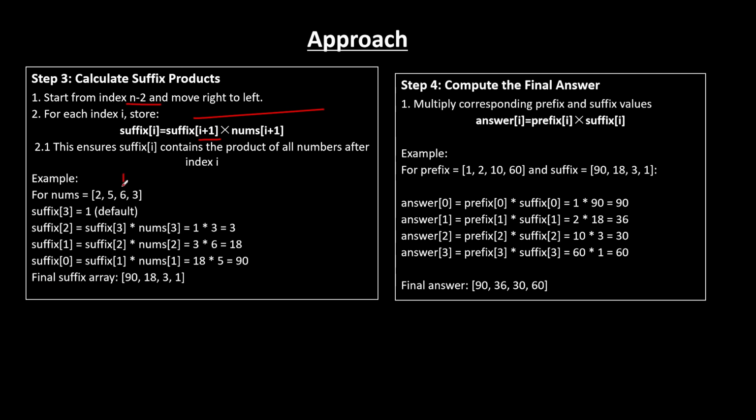Now we are standing here. What is suffix of I plus 1? 1, because all values are 1 there, right? So we get 1. What is nums of I plus 1? We're standing here, I plus 1 is 3. So we get 3 and the output is 3. Great. We'll move here. Here is 5, right? In suffix, right now we have 1 and 3, right? So suffix of I plus 1 is what? 3. And in nums, I plus 1 is 6. So 6 into 3 equals 18.